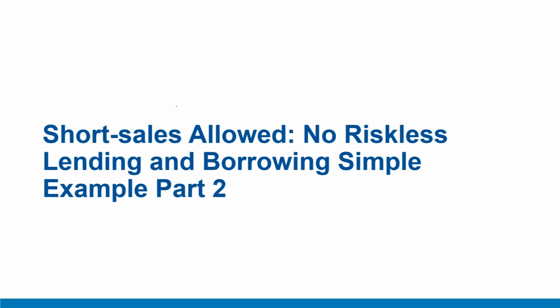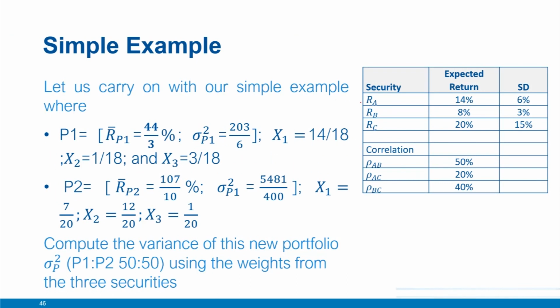In this video, we'll conclude the numerical example that we started in the previous video and concretize our understanding of the short sale allowed case with no riskless lending and borrowing. Recall that we have these information points, that is expected return of securities ABC, their standard deviations and correlation, and we could find two portfolios corresponding to risk-free rates RF1 and RF2 equal to 2% and 5%.